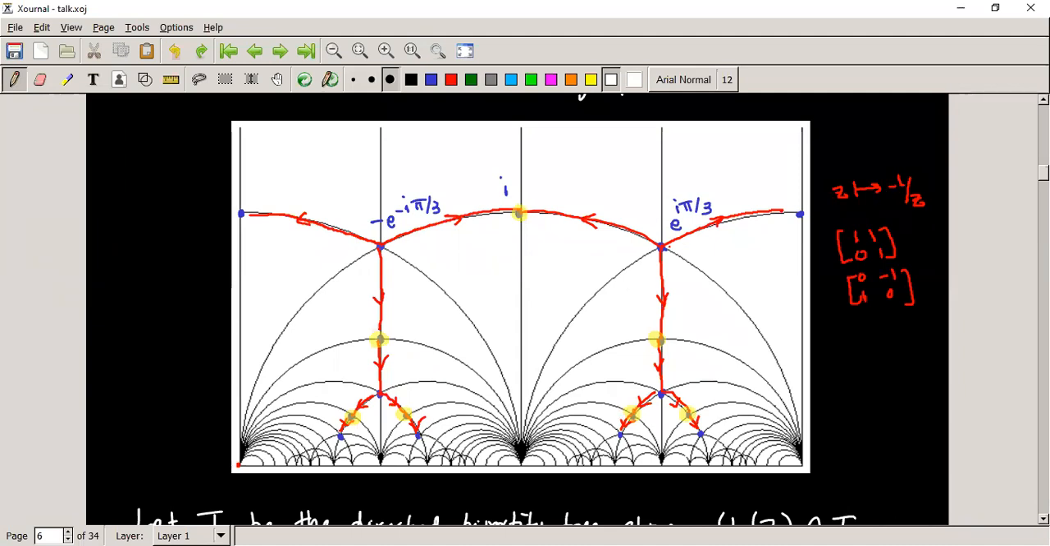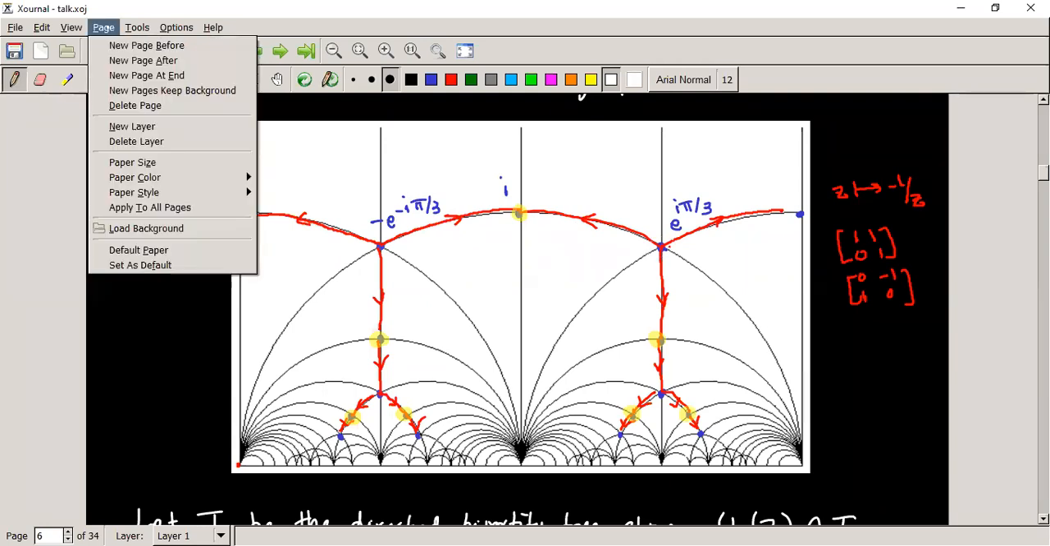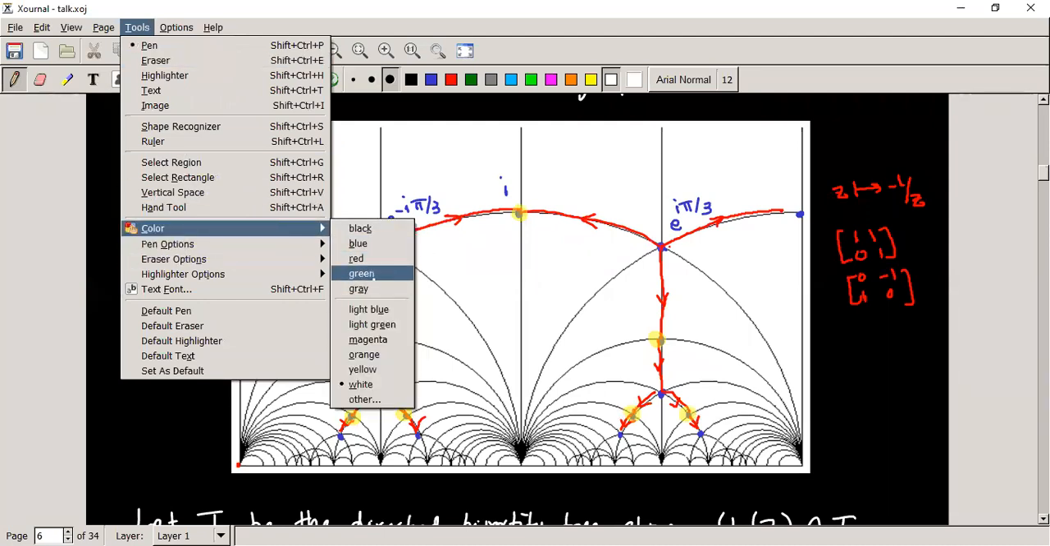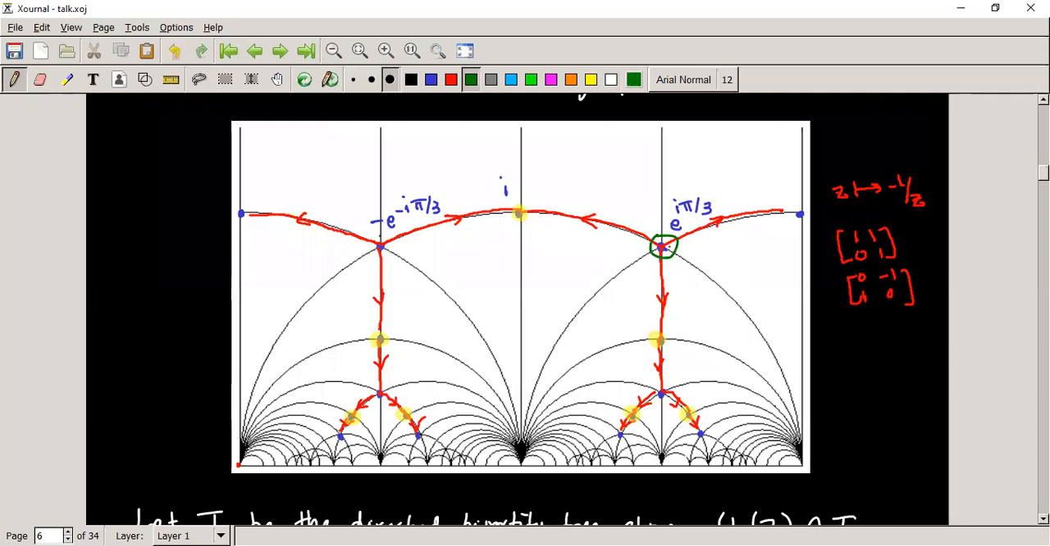Z maps to minus one over Z, so you can see, right? You can just check. Plug e to the power of i pi over three into Z, where Z maps to minus one over Z. What do you get? You get minus e to the power of minus i pi by three. So this vertex, sorry, should change the pen color maybe. So this vertex is mapping to this vertex just by plugging it into minus one over Z. This is basic algebra. That means blue points are mapping to blue points, right?